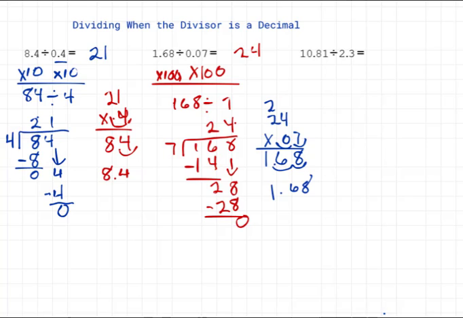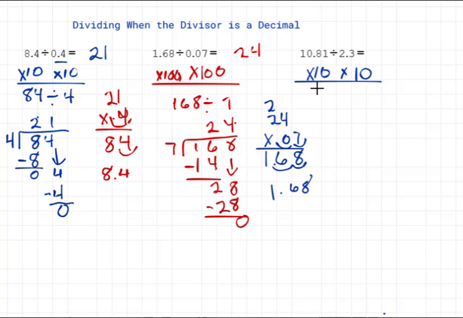All right, let's look at the last problem. We have a little change in this one. We have 10 and 81 hundredths divided by 2 and 3/10. Now remember, the divisor tells us what multiple of 10 we're going to multiply by. Since this is in the tens place, we're going to multiply this 2 and 3/10 by 10. And we're also going to multiply 10 and 81 hundredths by 10, because we have to multiply by the same multiple of 10.